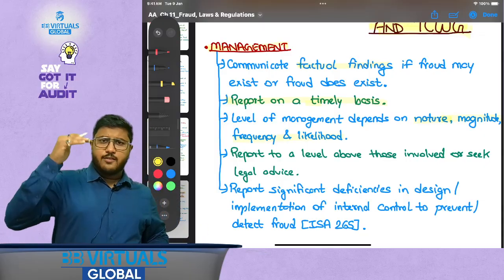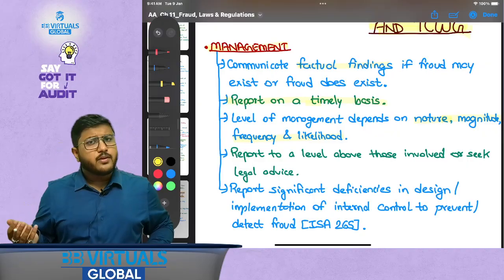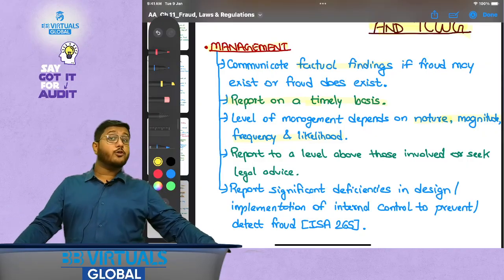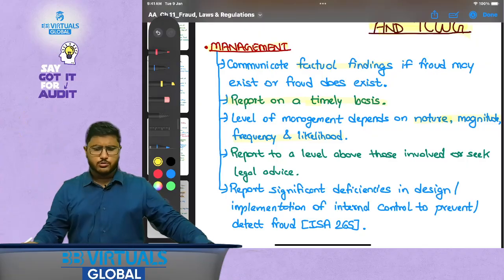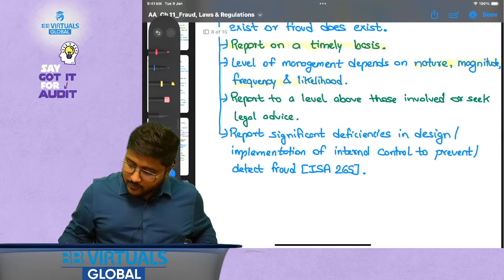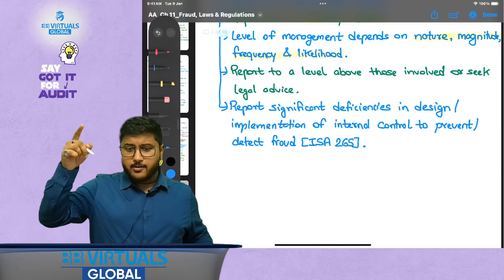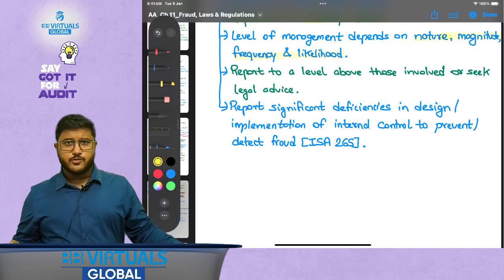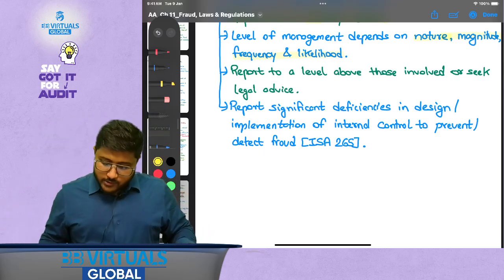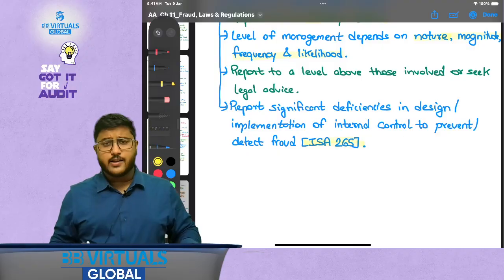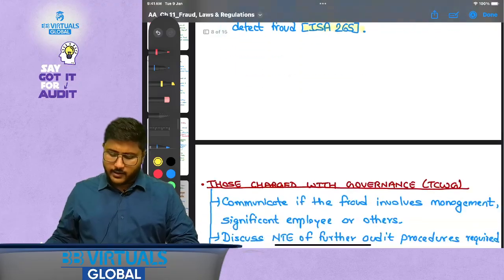That is, if junior level management is involved, then you will report to maybe mid level management. If mid level management is involved, you might report to top level management. If top level management is involved, you might report to those charged with governance. Report to a level above those involved or seek legal advice. That is, either report to one level above, or you can also seek legal advice if you are confused about whom you should report to. Report significant deficiencies in design and implementation of internal control to prevent and detect fraud. This is as per ISA 265 that we will be revising later on.